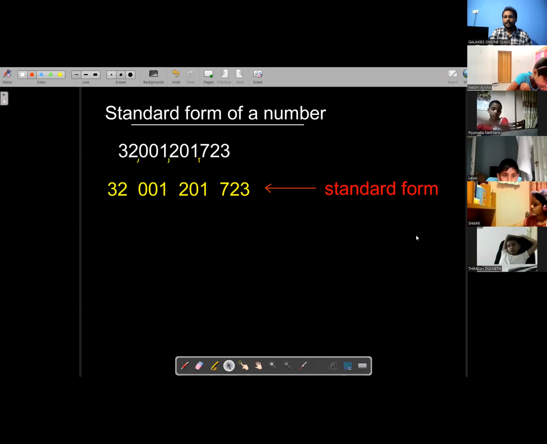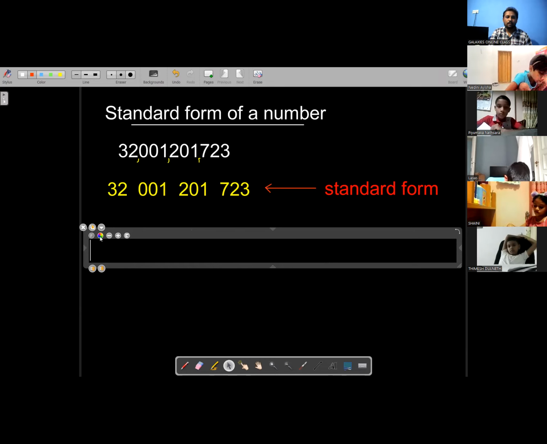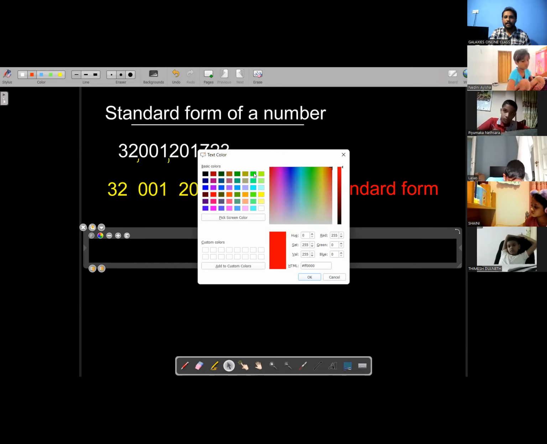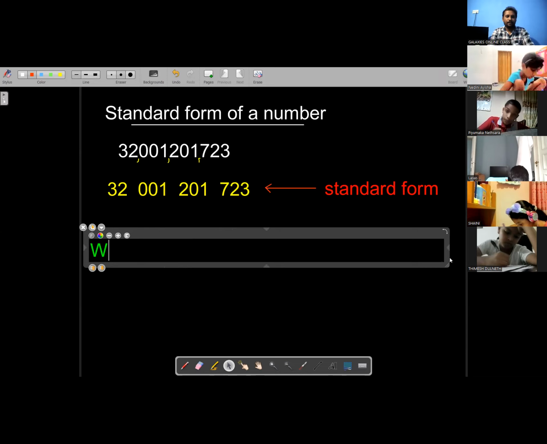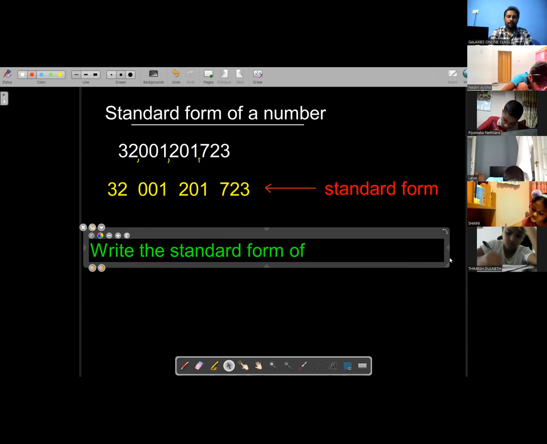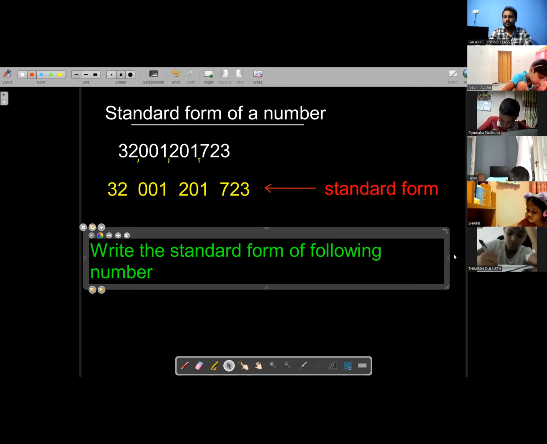Okay. Write down the question. Write the standard form. It is a question, okay? Write the standard form of the following number. Right. What is the number?